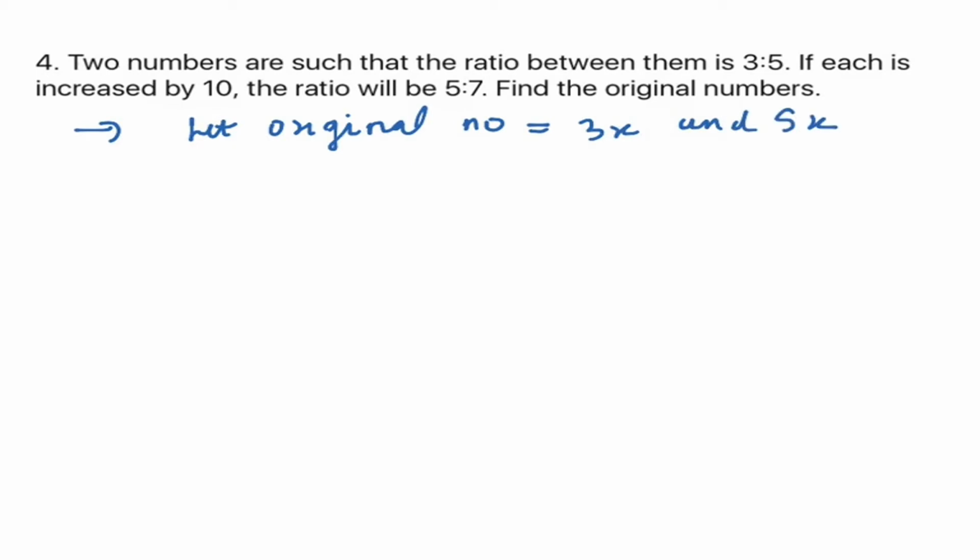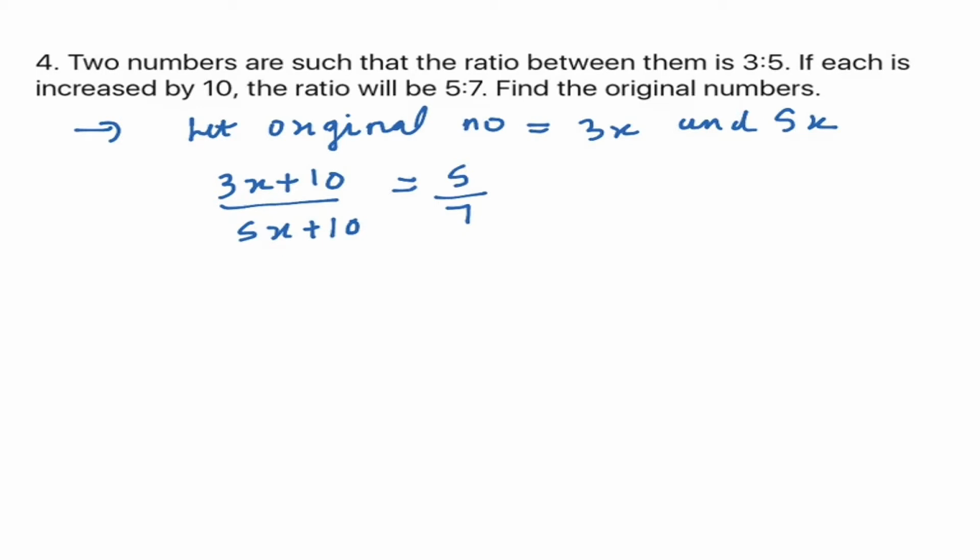Now according to the question, both the numbers are increased by 10. So our new ratio will be (3x plus 10) divided by (5x plus 10). As both numbers are increased by 10 and the new ratio is 5/7, this is our equation.